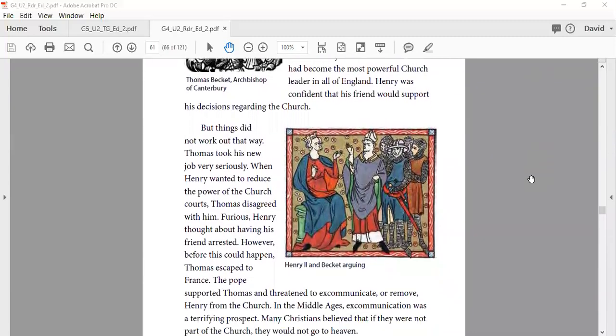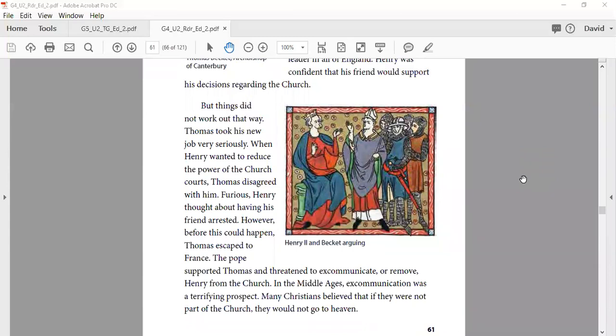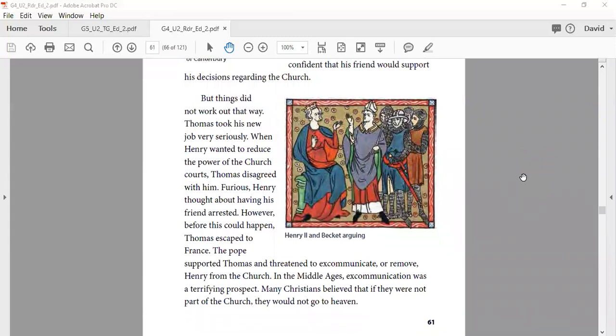But things did not work out that way. Thomas took his new job very seriously. When Henry wanted to reduce the power of the church courts, Thomas disagreed with him. Furious, Henry thought about having his friend arrested. However, before this could happen, Thomas escaped to France.